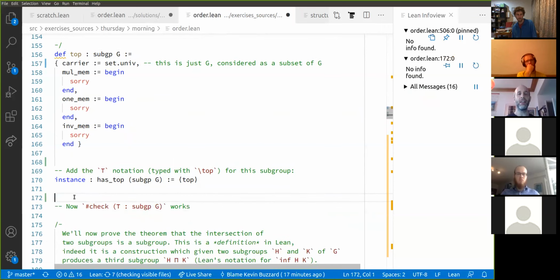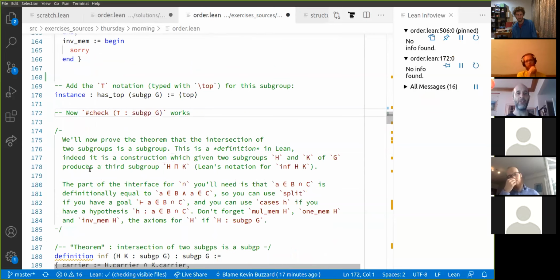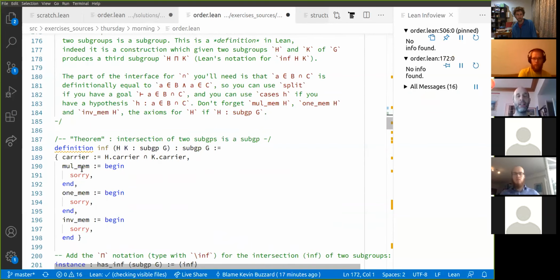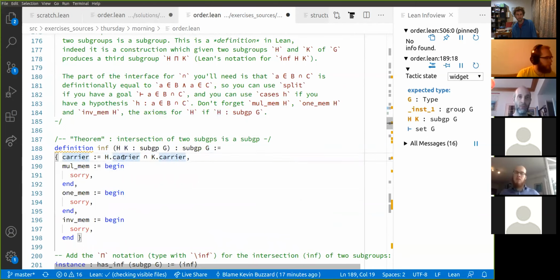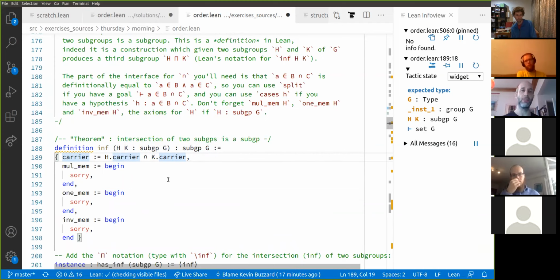So now we have this /top notation, this fancy logic notation for the biggest subgroup of G. And now we have to define inf, right? Let's define the inf of two subgroups of G, and that's a subgroup of G. And the underlying carrier is just their intersection, right? What I'm doing is I'm proving the theorem that the intersection of two subgroups is a subgroup.